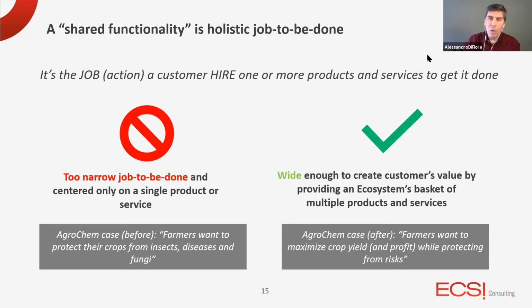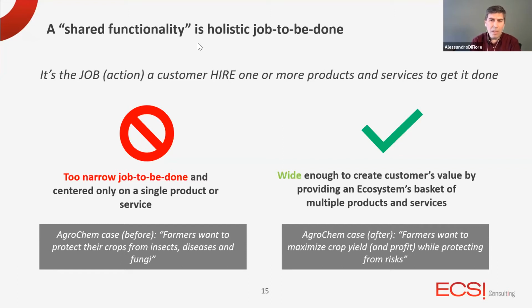If you see the example on the right, it is something much wider. Because you think about the farmer around the whole end-to-end cycle, and they want to maximize profit. They want to maximize the crop yield while protecting from risk. If you are a farmer, you have a lot of risk. You have the climate, some of the seeds you're using may not be performing as well as expected, or maybe some of the insecticides, or there is a fungi coming, or a disease coming. So there are so many risks.